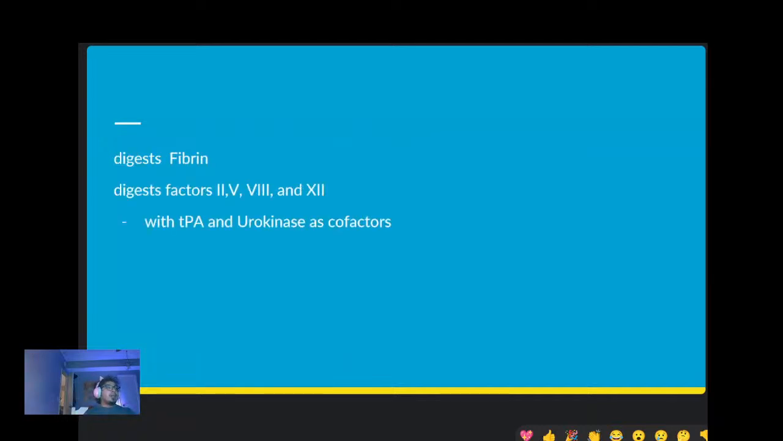Let's go to the fibrinolytic actions first. There's the fibrinolytic action of plasmin. It digests fibrin and it digests several clotting factors: factor 2, factor 5, factor 8, and factor 12. This is with the help of tissue plasminogen activator and urokinase as cofactors. So it causes the digestion of that one.